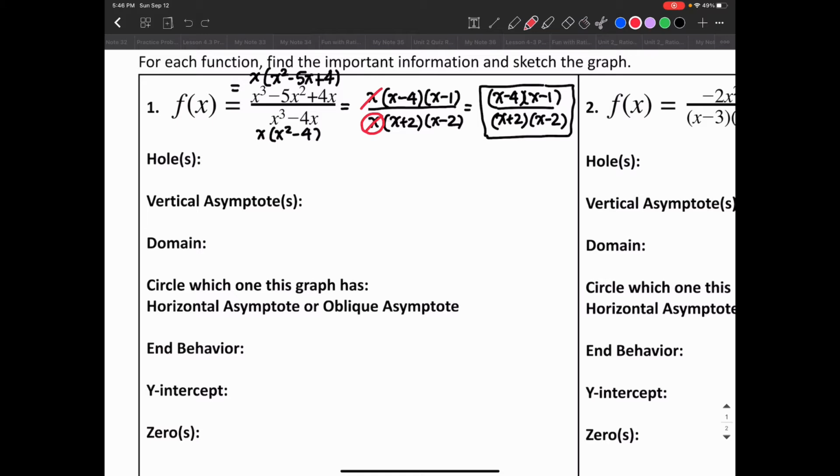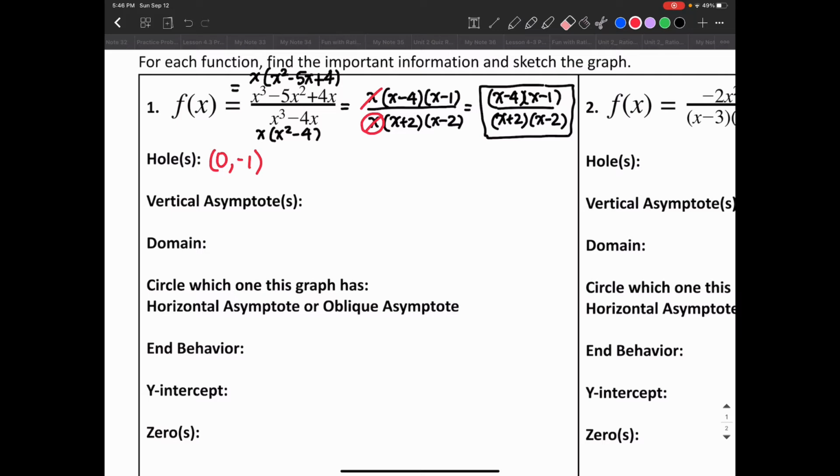So I know my x term is 0, and I want to look for what my y term would be. I plug 0 into this final equation, so I get negative 4 times negative 1, so I make f of 0, over 2 times negative 2. I get 4 over negative 4, which is negative 1. So I have 0, negative 1 as my point.